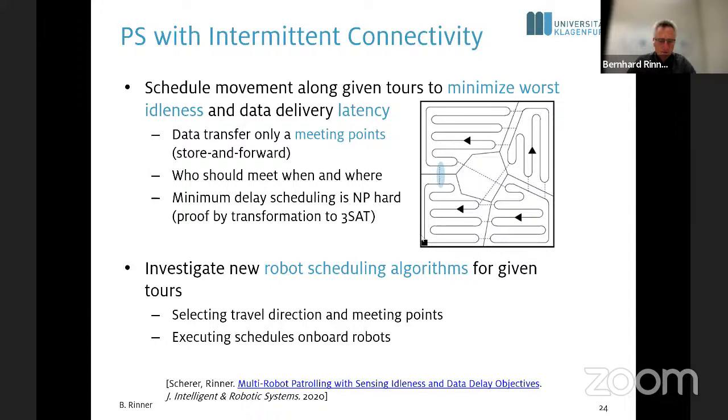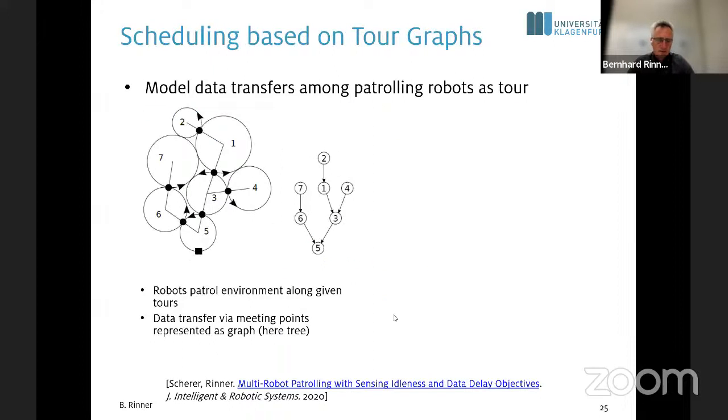And what we've done is we investigated different robot scheduling algorithms for known or for given tours. A tour is kind of the route of an individual agent here along a specific part of the environment. And this robot scheduling algorithm is concerned about in what direction the robot should move, in a clockwise direction or in a counterclockwise direction, where should be the meeting points, and when should they wait, and when should they exchange data. So this is depicted here on this graph.